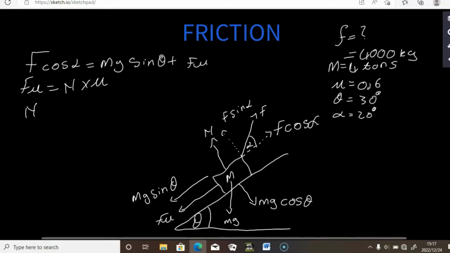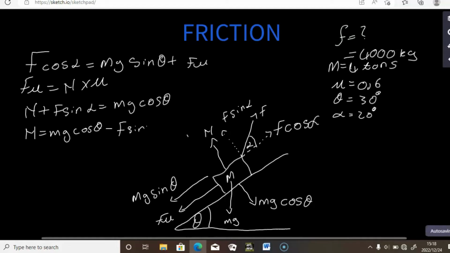To get the normal reaction, we are going to equate the forces that are perpendicular to the surface that we are dealing with. We're going to say forces going upward, which will be normal reaction and this vertical component, normal reaction plus F sin alpha, equals this component, which is mg cos theta. Because we want normal reaction, we are going to make it the subject of the formula. Normal reaction equals mg cos theta minus F sin alpha.